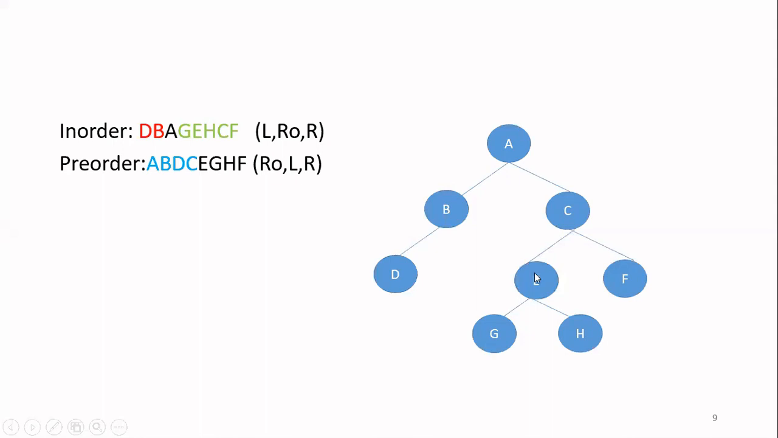And then to the right of E, I have H. So now what I have done is, two traversals are given to me: one is in-order and the other is pre-order. So I have constructed a unique binary tree for the given in-order and pre-order traversals.